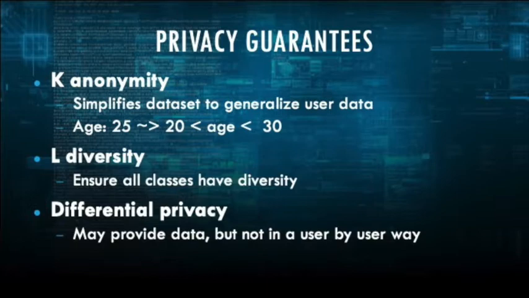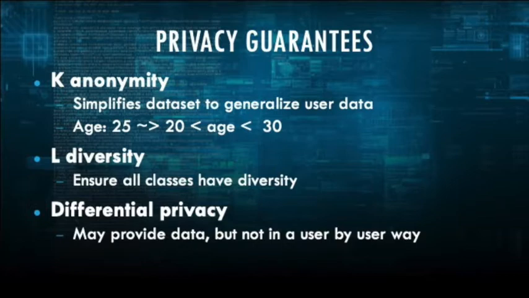Similarly, L-diversity expands on K-anonymity and ensures all classes have diversity. Differential privacy goes a step further and uses an algorithm to provide data, but not in a user-by-user way. Instead of providing individual data, it would provide data in sets. Instead of providing my age as an individual, it would provide a set of data with everyone who is within the age of 20 to 30. This prevents individual users from being individually identified. They are identified instead in a group set, providing more anonymity.